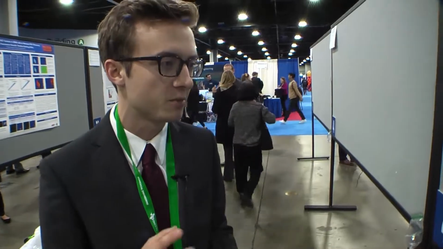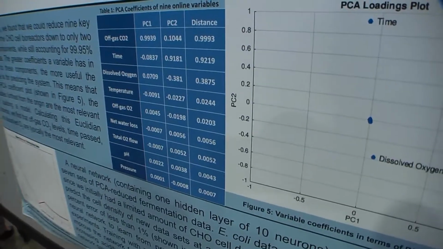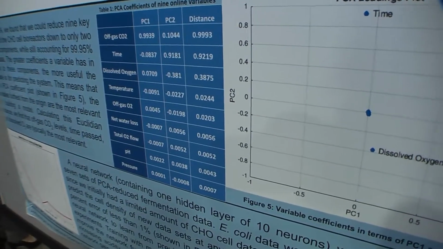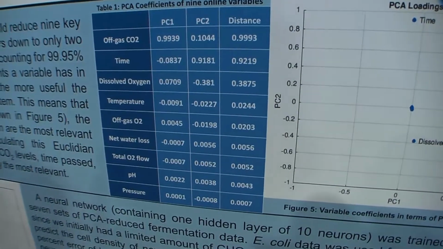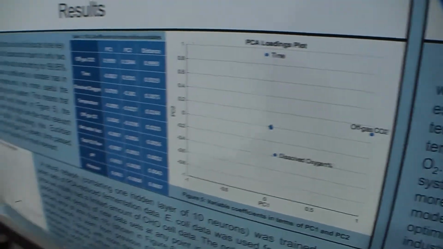So what we did was we put it into these neural networks and we had the neural network figure out how to model these bioreactors most effectively. I also used principal component analysis, which squashes down the amount of variables used in analysis of these systems. And what I found was that the time, the dissolved oxygen levels, and the off-gas carbon dioxide levels in these bioreactors were most effective at modeling how these cells were doing.